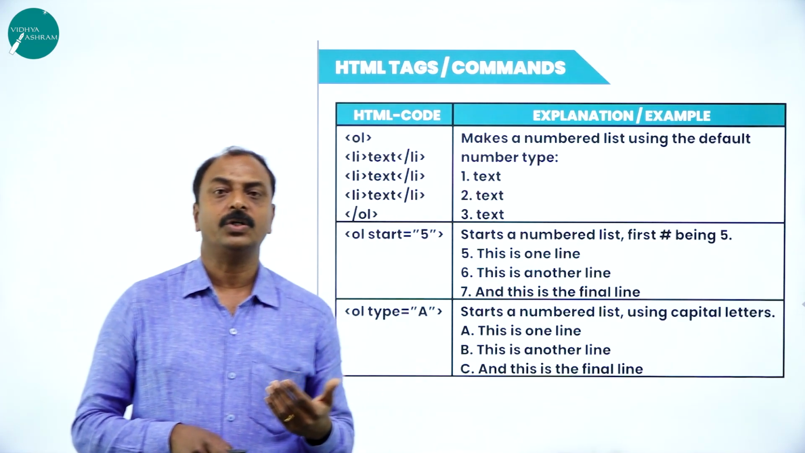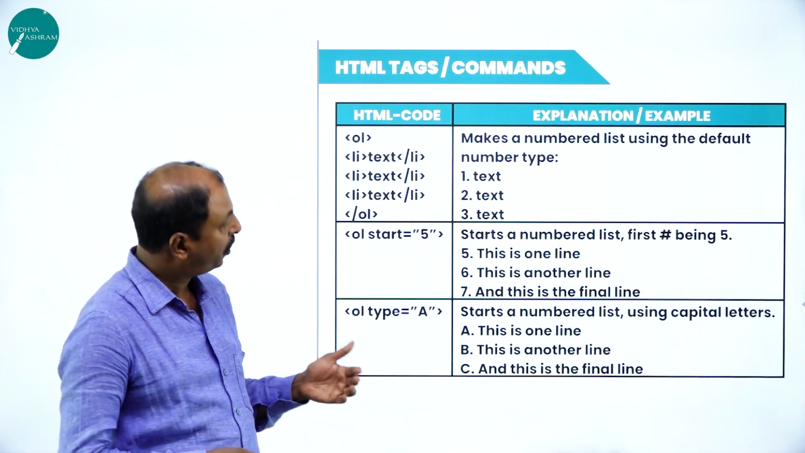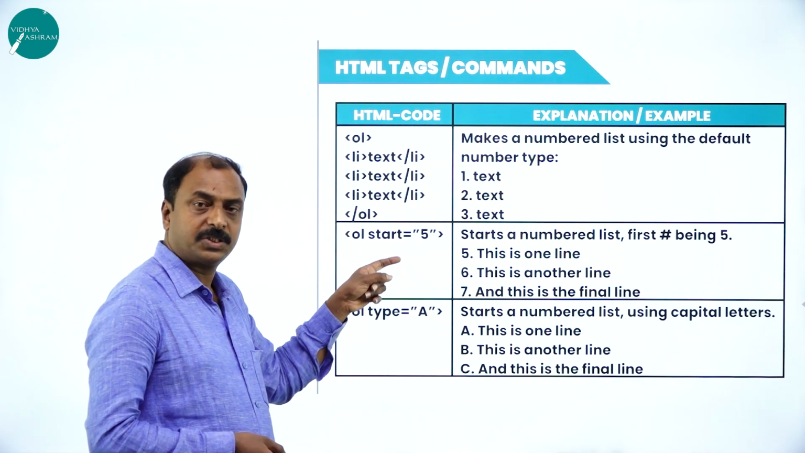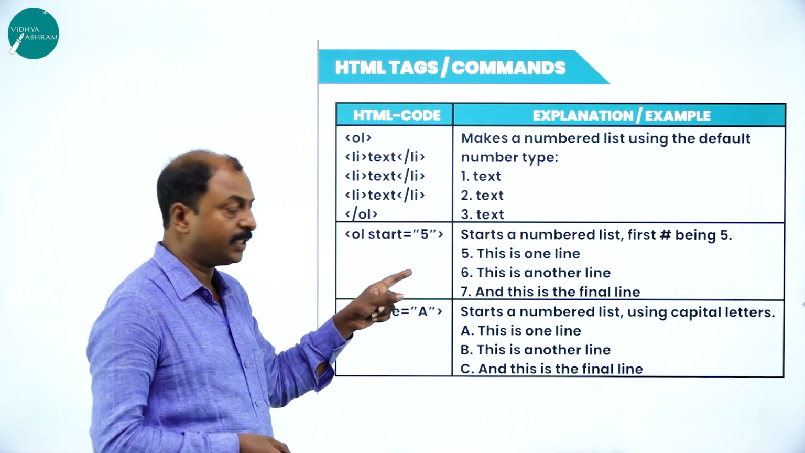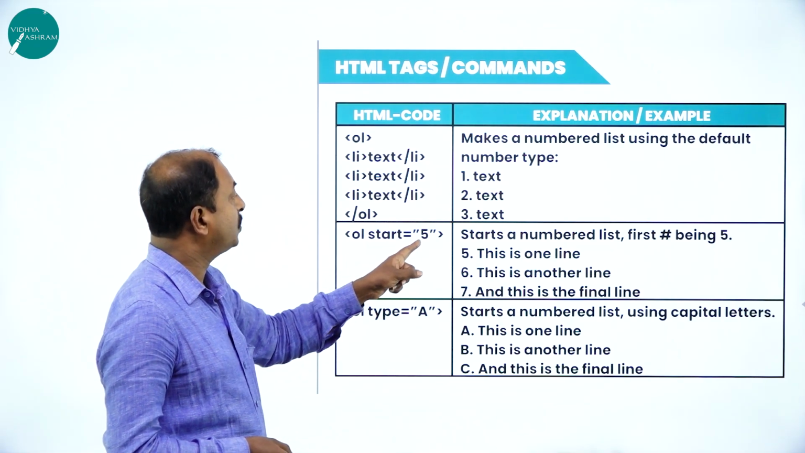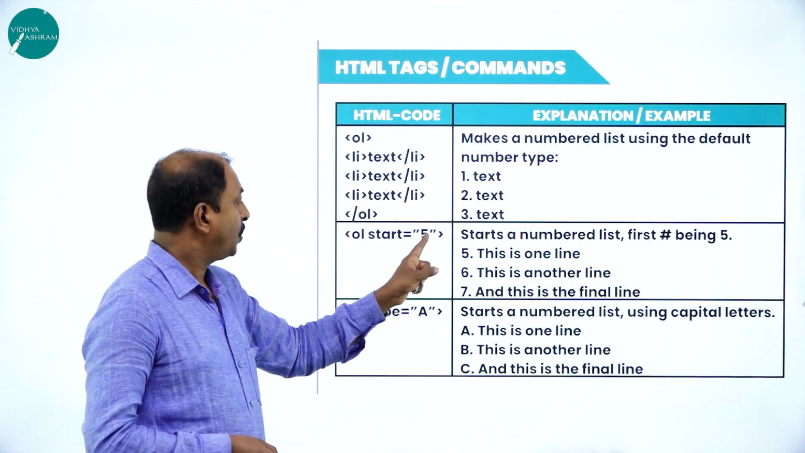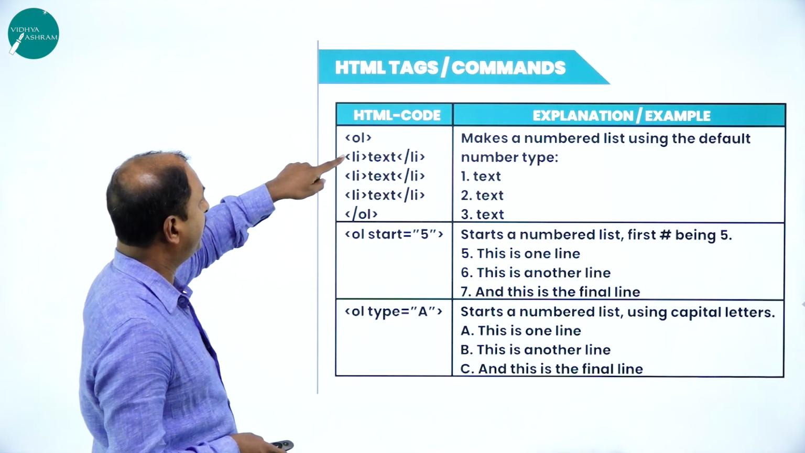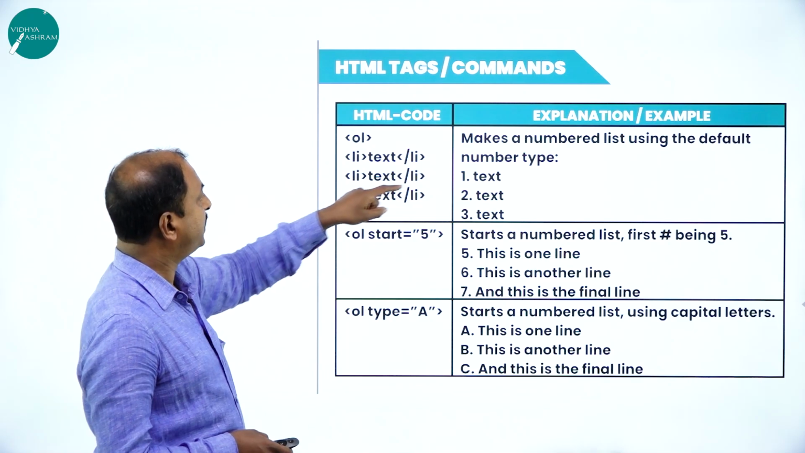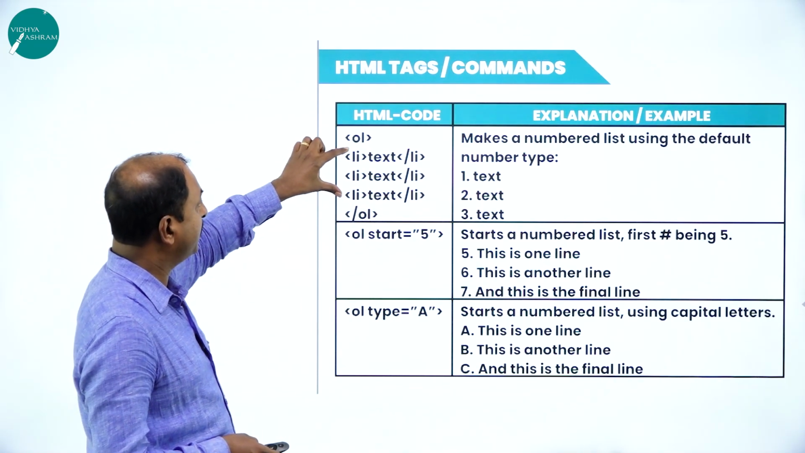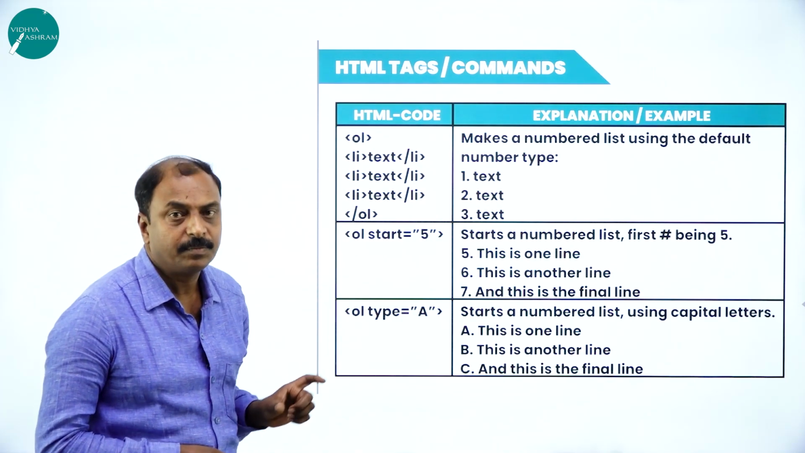Suppose I want to change the order or start with some other number. We can have one more attribute here, start. So we can make use of this here: OL start equals 5 within double quotes, and close the OL tag here. After this, we have to write the list item tags, and similarly write the list items here.